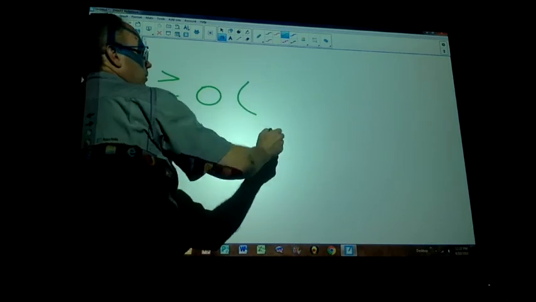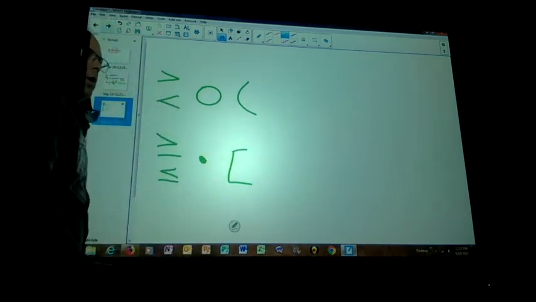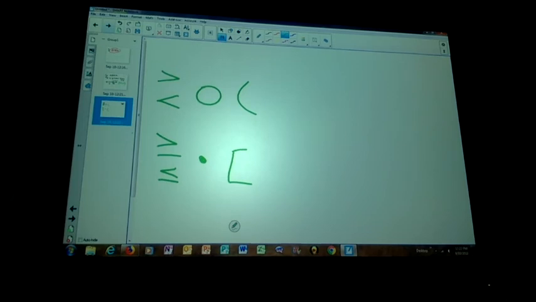So this would be used in parentheses. This would be used in a square bracket. A square bracket means you include it. Okay. Any other questions on page 29 and 30?